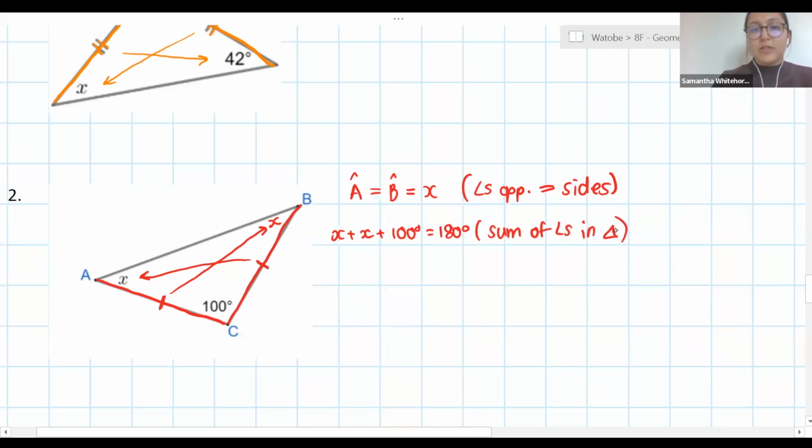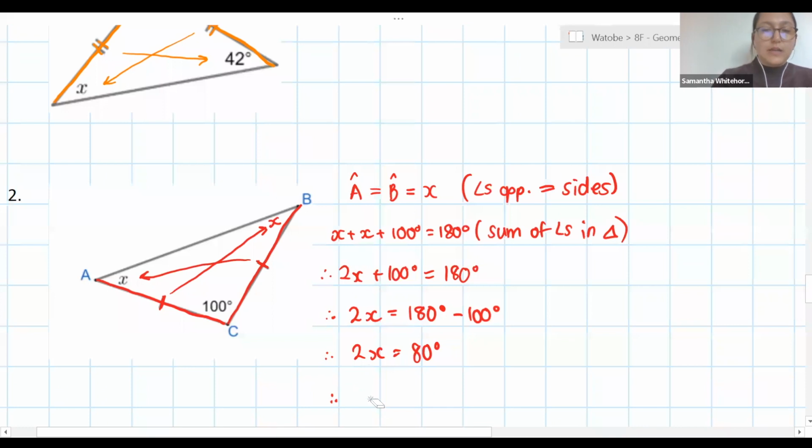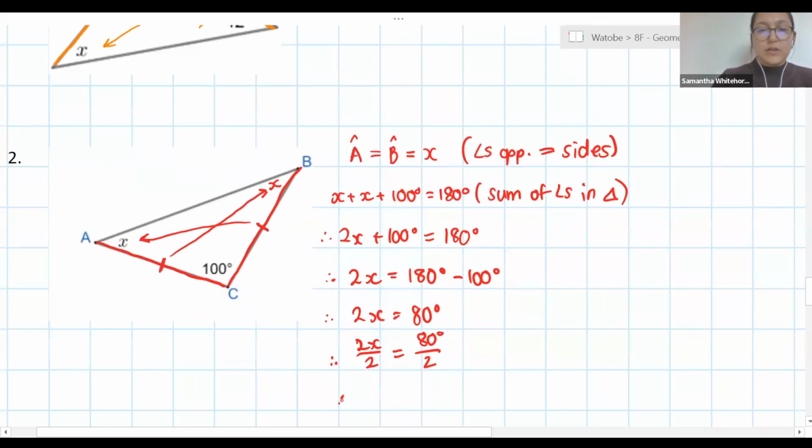And I can then go and solve for X. So what was really important here, guys, is that we saw where the equal sides were. And this is why I said it's so important to look first at your diagram and see what's happening. So we've got 2x is equal to 180 minus 100. And so 2x is equal to 80 degrees, which means that x, once I've divided both sides by 2, is equal to 40 degrees.